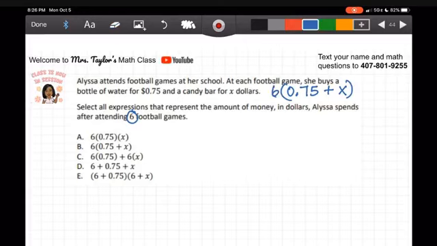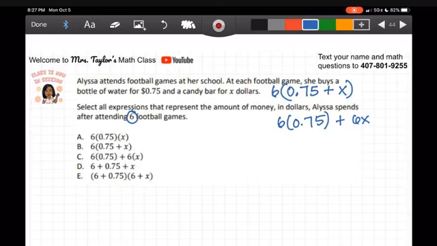So I can write this 2 different ways. I can write it like the current way we have it written, or I could distribute. I could say 6 times 0.75 plus 6 times x. But can I do anything else? No, these are pretty much, this is it.